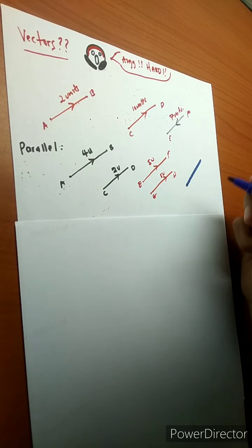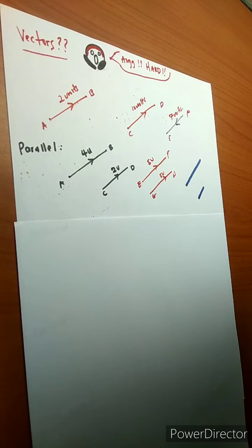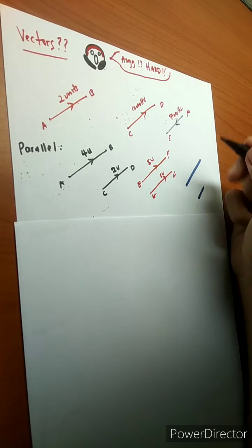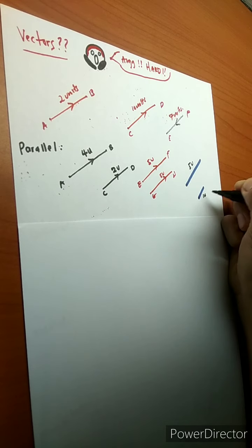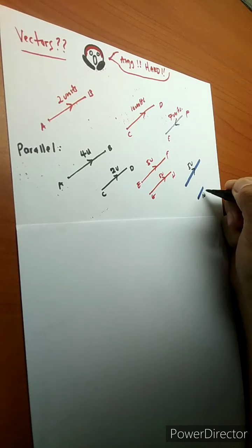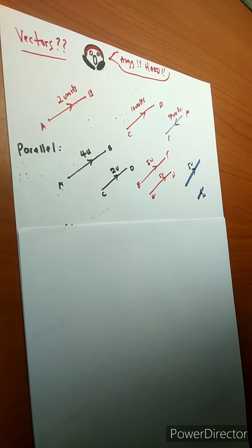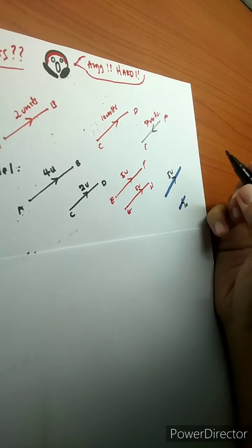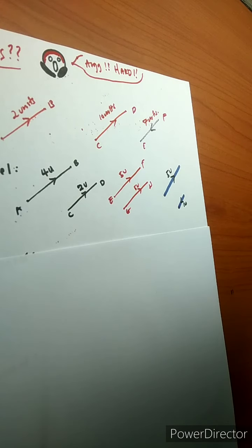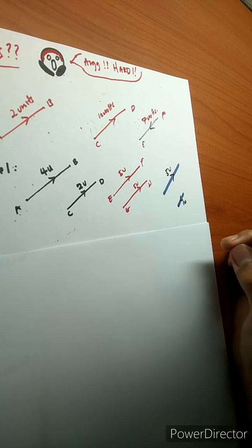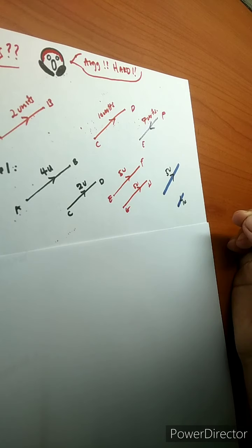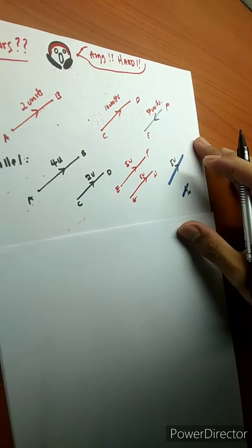And how about vectors like that? Let me assign a magnitude. This is 5 units, this is 1 unit, and the direction is over there and towards there. Are they parallel? No, because they have different directions, so they are not parallel. Instead we call them anti-parallel.